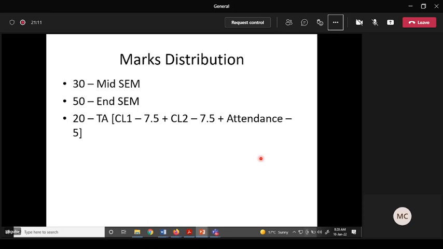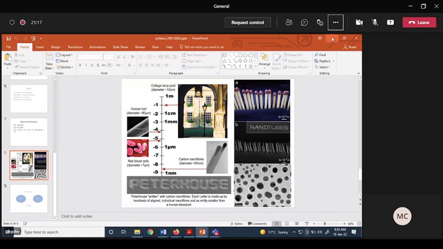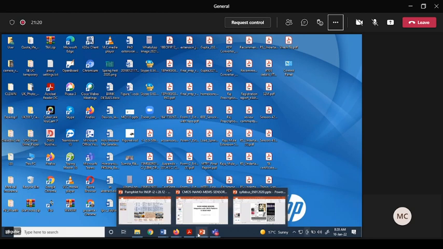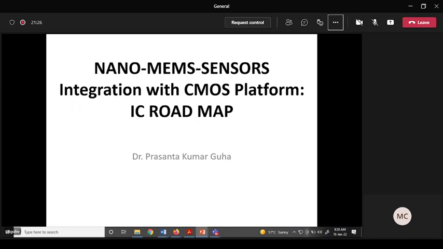So now let's start where we ended in the last class. This is the first thing we would like to discuss, which is basically to give you some idea of the direction in which nanoelectronics is progressing. Now to discuss where nanoelectronics is progressing, one needs to go through the IC roadmap. By IC roadmap I mean integrated circuit roadmap.